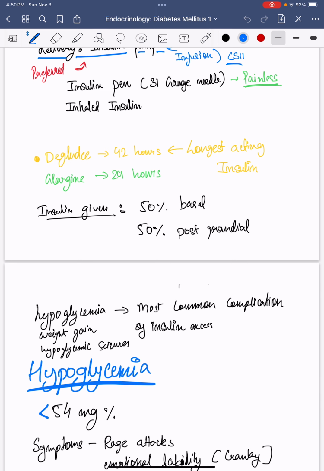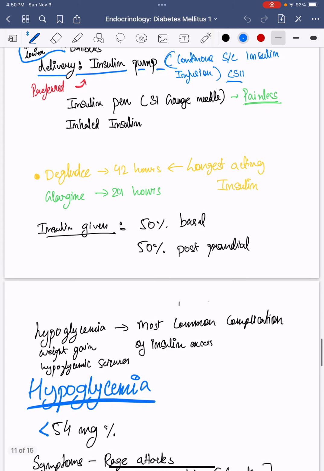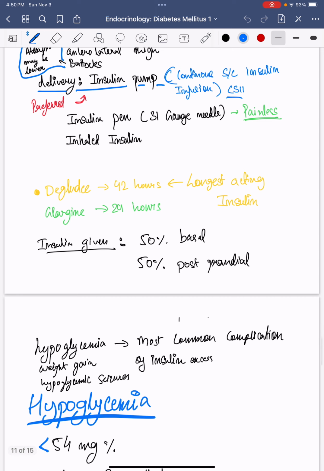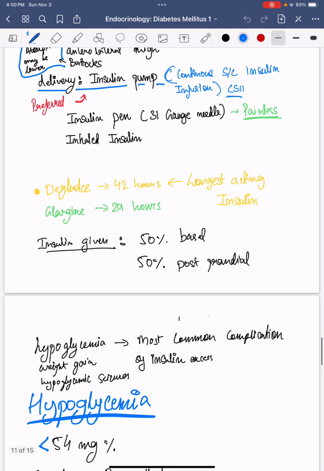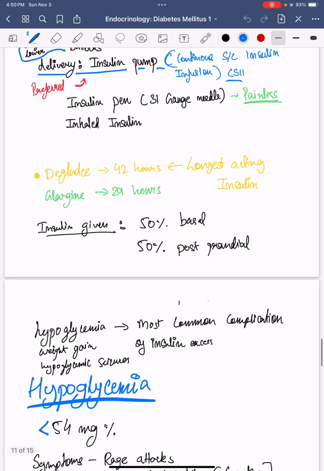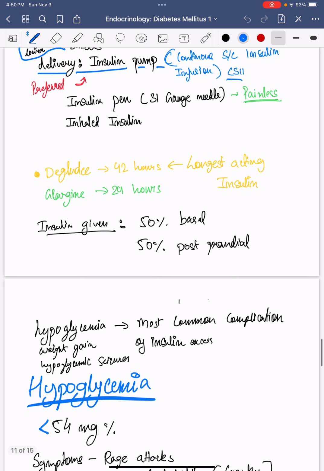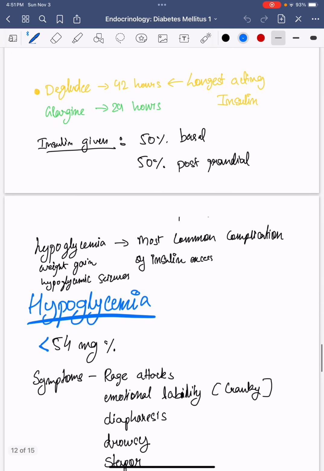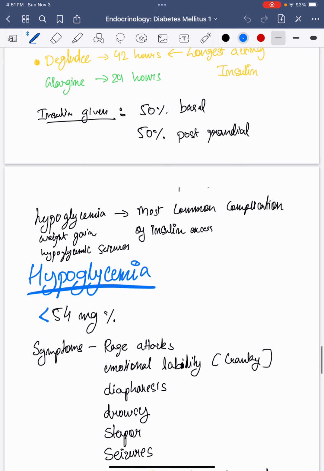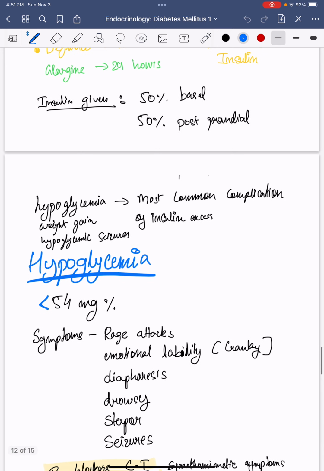There is also degludec and glargine. These are ultra long acting insulins. Degludec acts for 42 hours and is the longest acting insulin, and glargine is also a long acting insulin which works for 24 hours. The insulin is given 50% as basal, and 50% of the insulin is given postprandial.